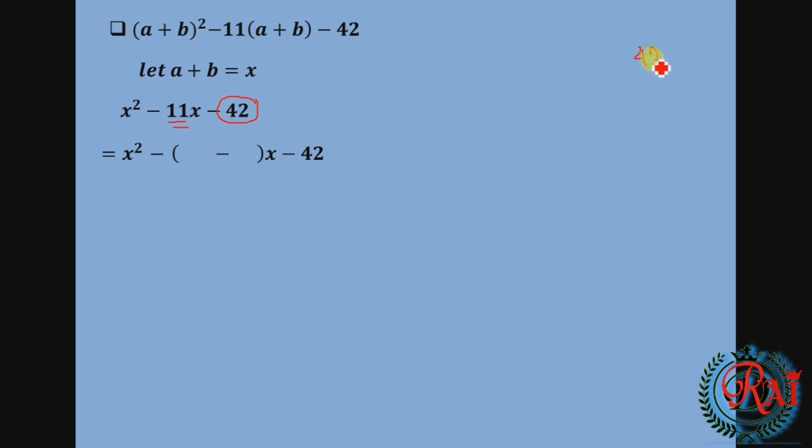So 42. 2 2s are 4, 2 1s are 2, with the 3 7s are 21. So here 2 and 7, 2 into 7 is 14, 14 into 3 is equal to 42. 14 minus 3 is 11. So when they multiply with each other is equal to 42, and when they subtract from each other is equal to 11. So the two numbers are 14 and 3.